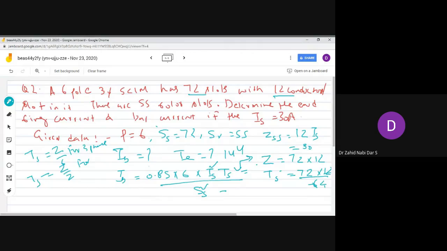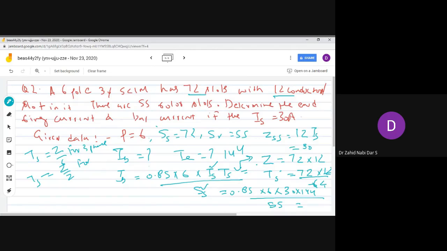So I can write 0.85 into 6 into IS value, which is 30, into 144, divided by 55, and get an answer. So what is the big deal in that? Please do it. In the examination also you have to do it yourself. It's not that I will be solving the problem time and again. So how much value will you get?